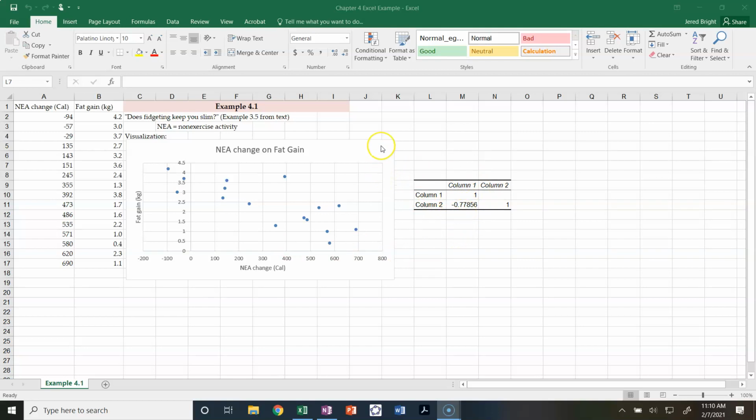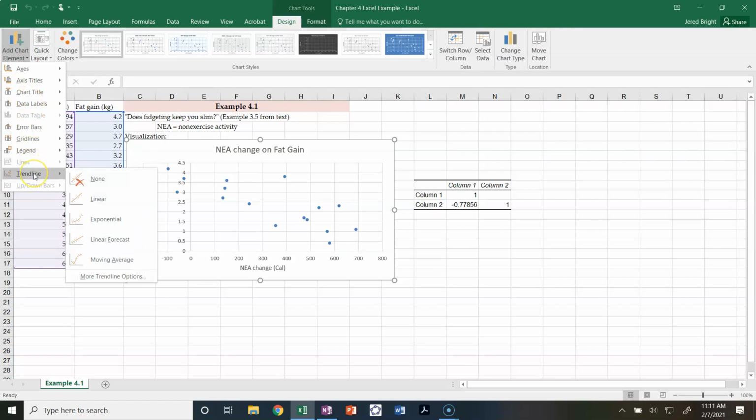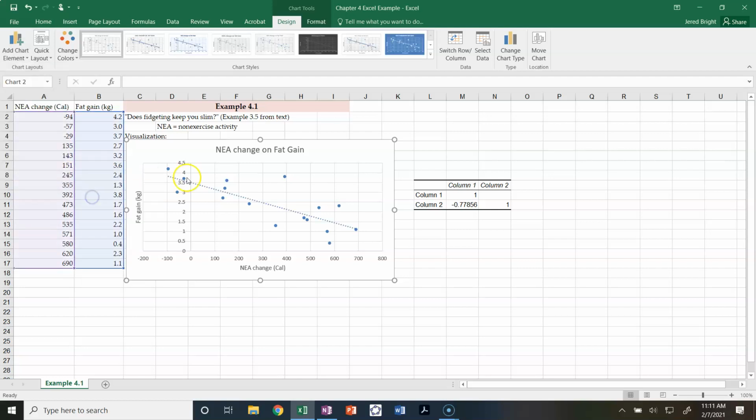Now to go into Excel and create a regression line, all we have to do in our chart, remember there might be that plus, otherwise if it's not there, just go into Design, Add Chart Element, and Excel calls regression lines trend lines. Just be aware of that. Then you select a linear trend line. If you're doing the plus, you have to go to Trendline, Linear, and then you can see this trend line pop up.